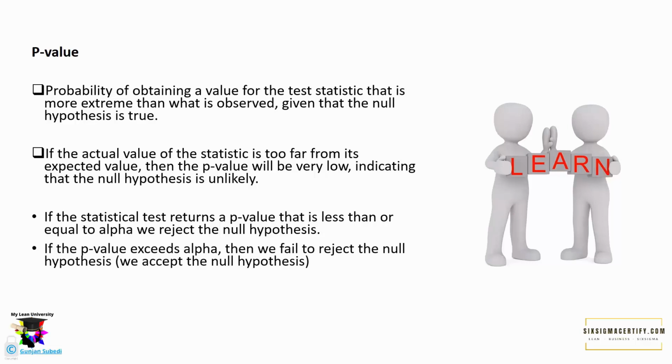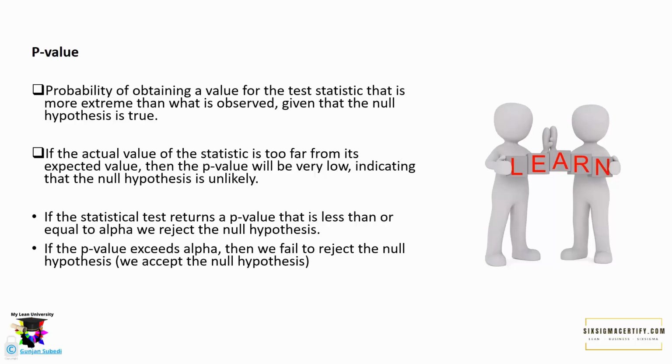Some of you might have the question, what is the alpha value and the p-value? The alpha value is generally 0.05 for all the examples in this course and for all the research purposes, and the p-value is automatically generated for us by Minitab. So we do not have to worry about what the p-value is and how to calculate it, because Minitab will automatically calculate the p-value for us.